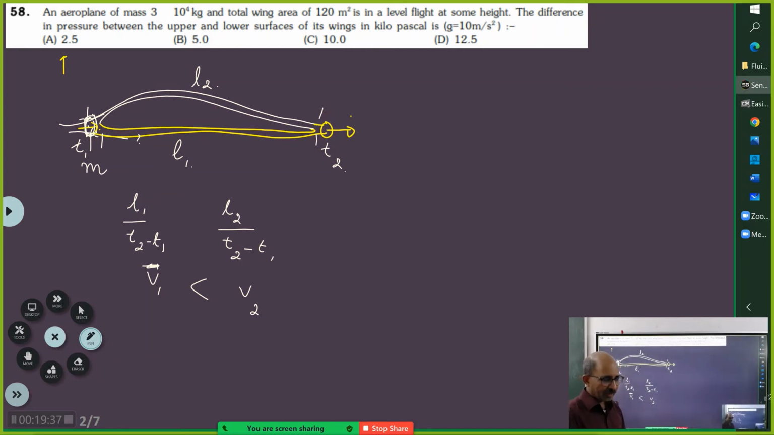Sir, as the velocity of air above is higher, there will be a low pressure area. Why will there be a low pressure area? Because all the molecules will be clearing out. No. Why will there be low pressure area on top? Because the molecules will have more kinetic energy over there, sir. Correct. Because V2 is more, kinetic energy is more.